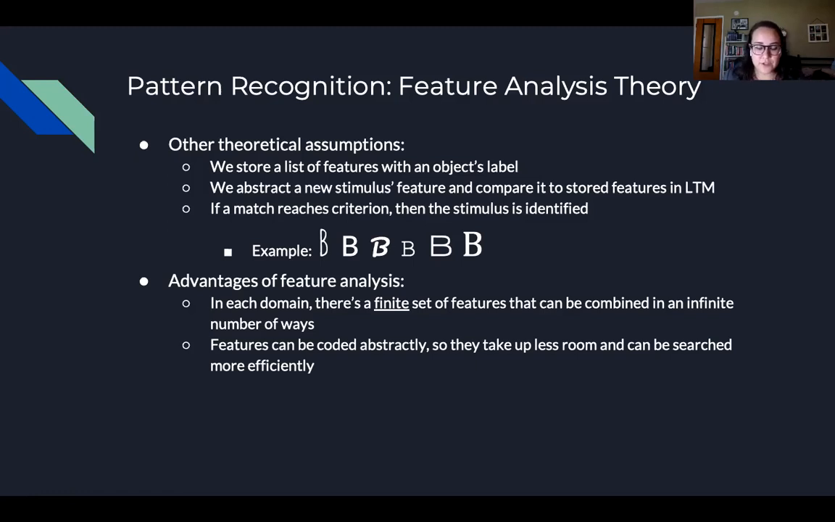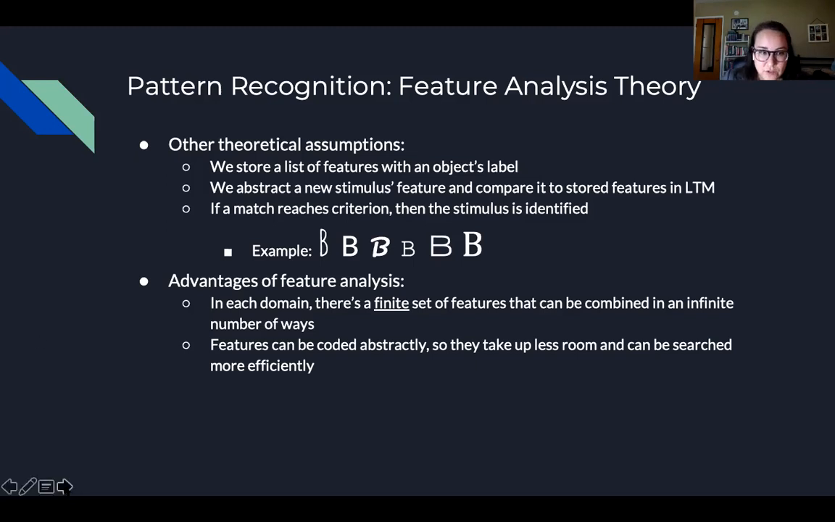And because these features can be coded abstractly, as just one overarching concept, rather than iconically, as a one-to-one image representation like in template theory, this is actually more efficient and it takes up less room in our long-term memory. It's kind of like rather than having just random items, we can gather these items up and put them in a bag. So instead of having 6 things, we just have one thing, the bag. And then we can look in the bag.